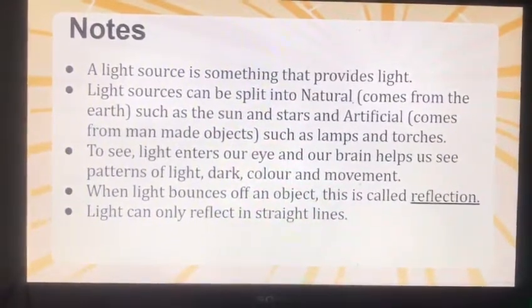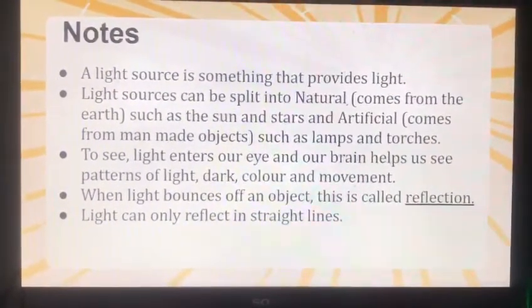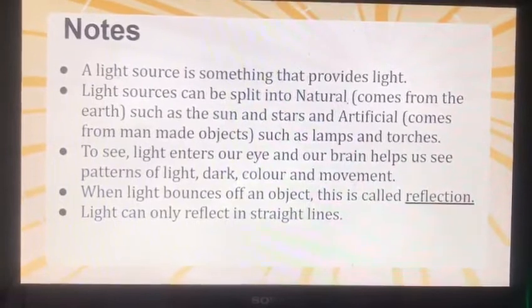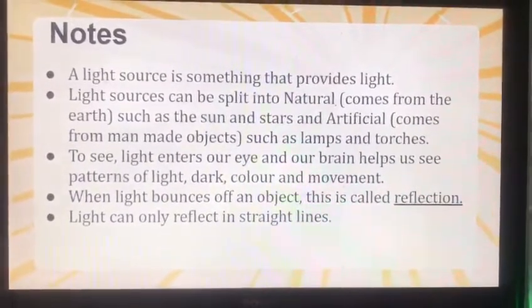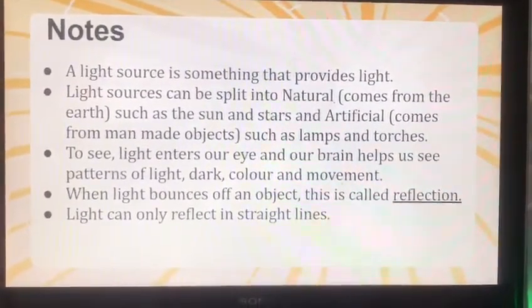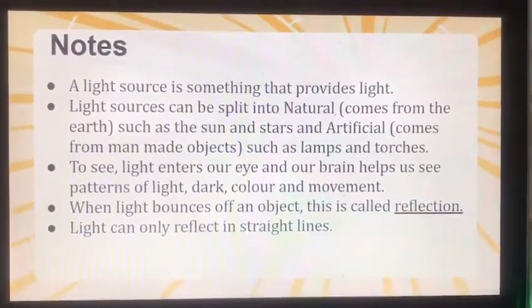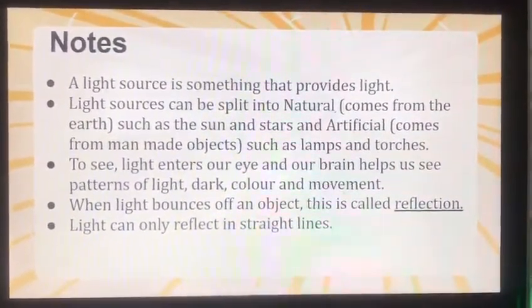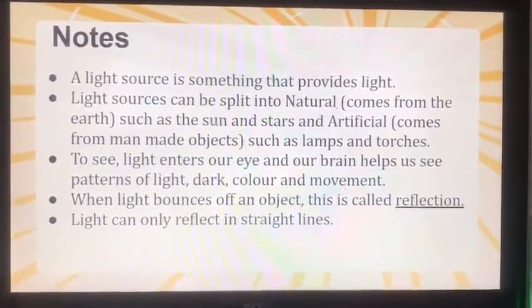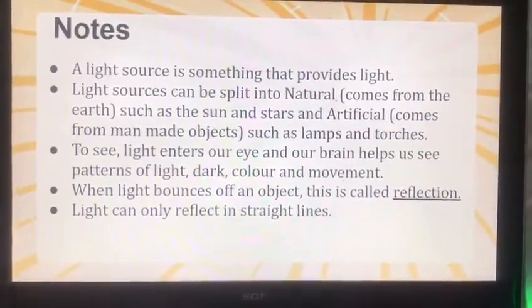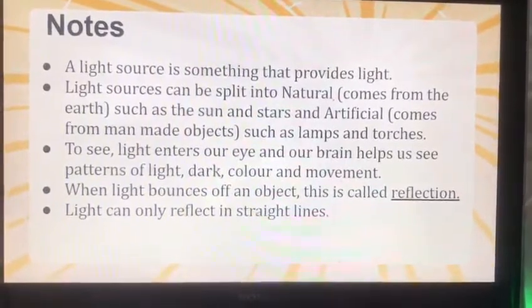To see, light enters our eyes and our brain helps us see patterns of light, dark, colour and movement. When light bounces off an object, this is called reflection. Light can only reflect in straight lines. So you're going to take these notes down into your copy, and up above you can take down any picture you want. So it could be of light reflecting off something.